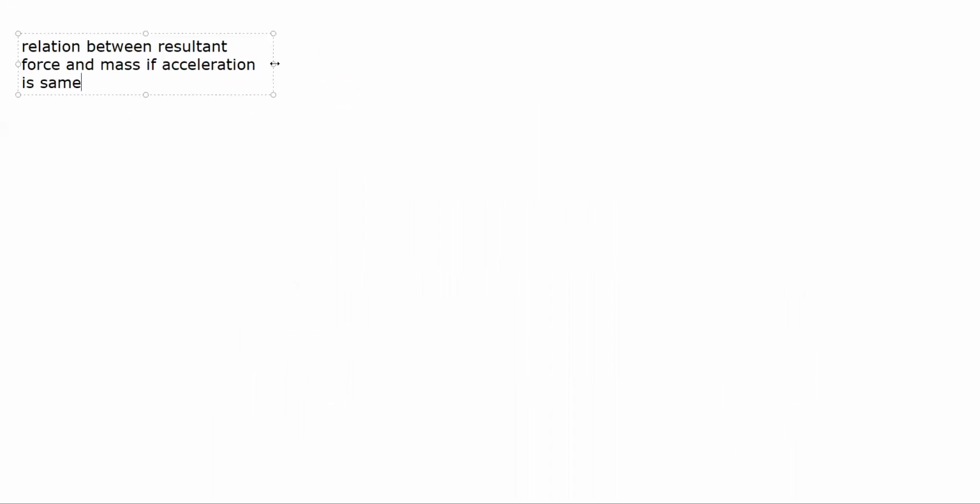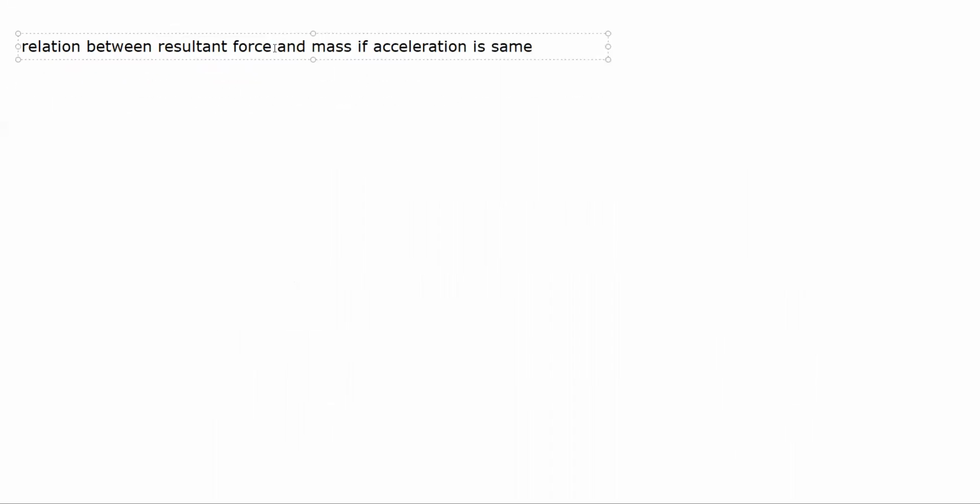So the relation between acceleration and mass, if resultant force is the same. So if the same resultant force acts on the object, and we want to find a relation between mass and acceleration, they're inversely proportional. So lighter objects will have greater acceleration than heavy objects.